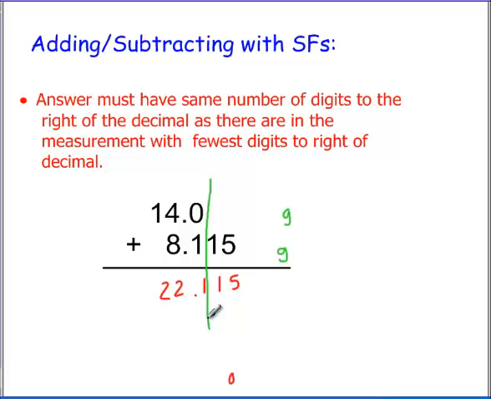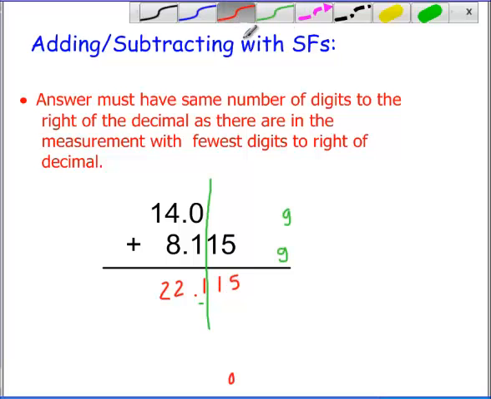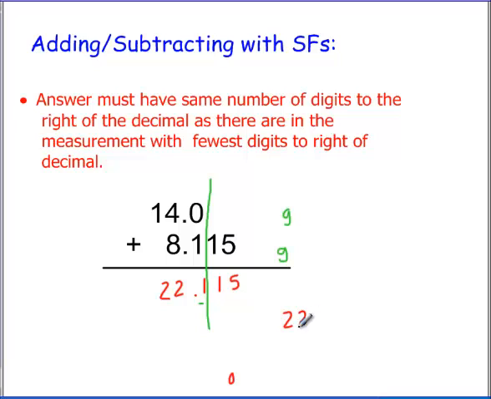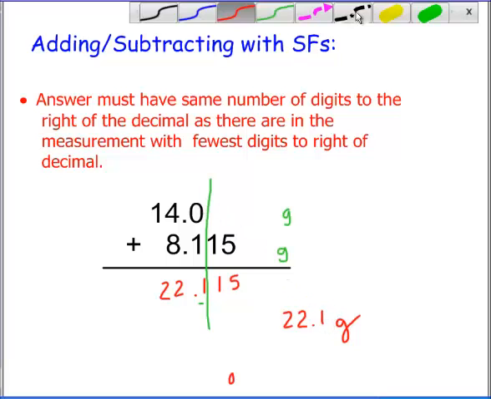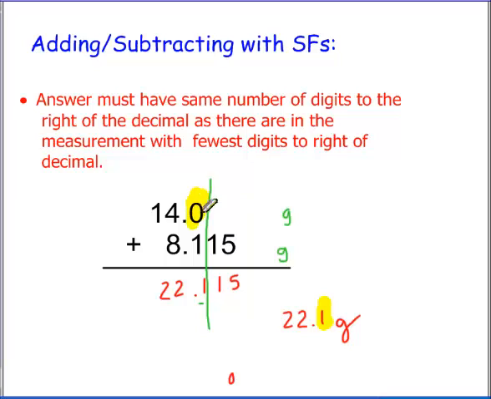So our answer has to be to the least precise measurement, which is the tenths place. So this big long answer that I have has to be rounded to the tenths place. So my final answer that I would report for this measurement would be 22.1 grams. Notice I've rounded my big long answer to the least precise. This can only go out as far as the least precise measurement that I'm adding or subtracting.